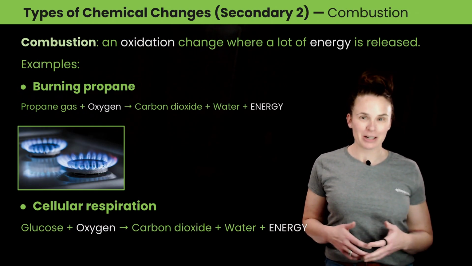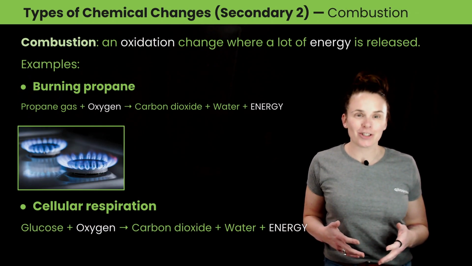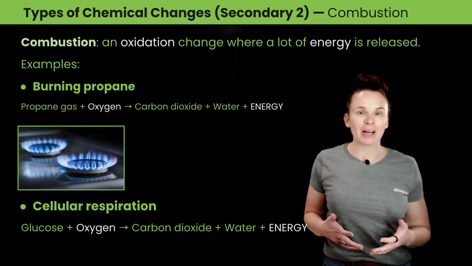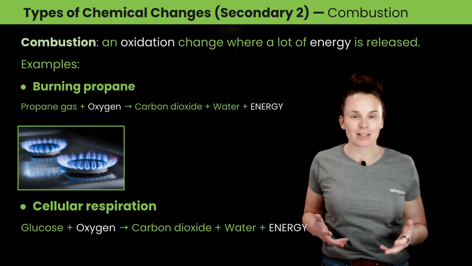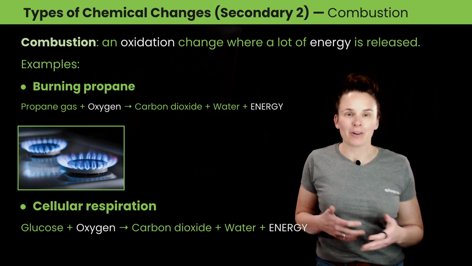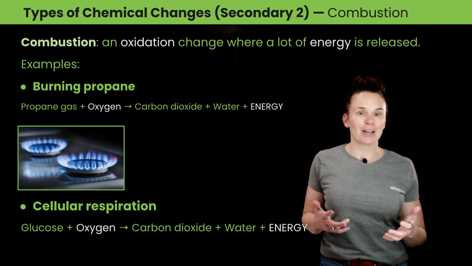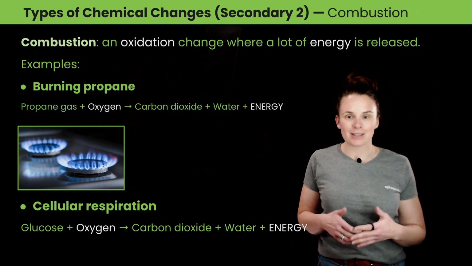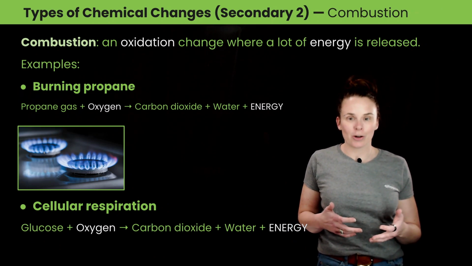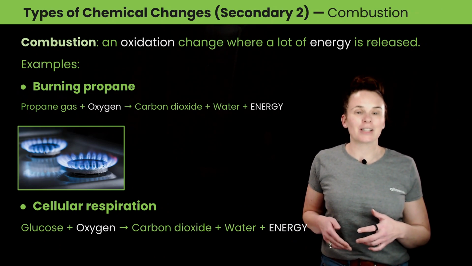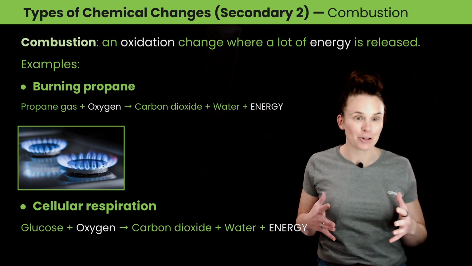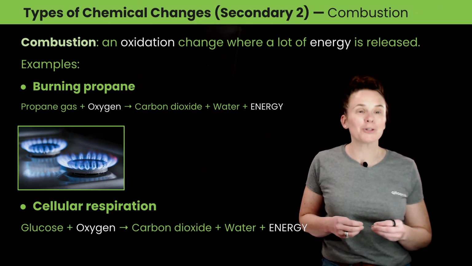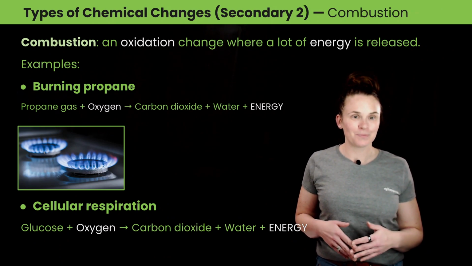Finally, we have combustion. It's an oxidation change where a lot of energy is released. For example, burning propane releases a ton of energy and a ton of heat through the form of carbon dioxide, water, and energy. And then we also have cellular respiration. And cellular respiration takes glucose and oxygen and turns it into carbon dioxide, water, and energy. So the thing I need you to remember about combustion is energy. It produces a lot of energy.